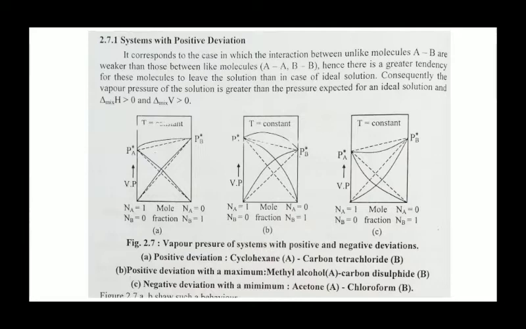System with positive deviation. It corresponds to the case in which the interaction between unlike molecules A and B is weaker than those between like molecules AA and BB. Hence, there is a greater tendency for the molecules to leave the solution than in the case of an ideal solution. Consequently, the vapor pressure of the solution is greater than the pressure expected for an ideal solution, and delta H mixing is greater than 0 and delta V mixing is greater than 0.